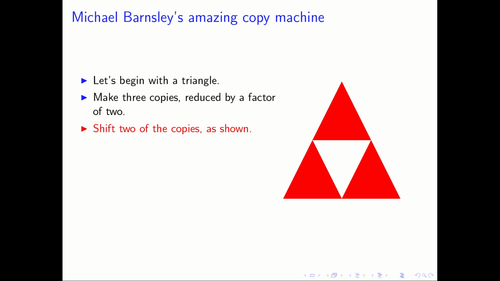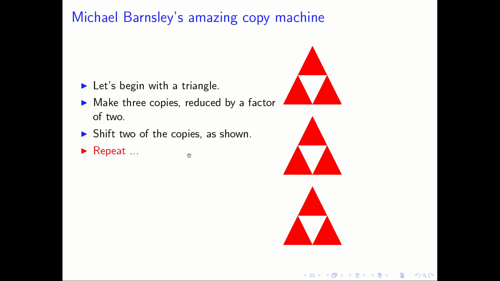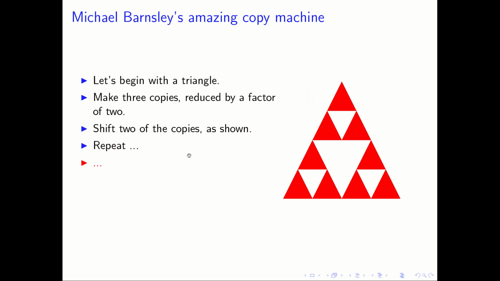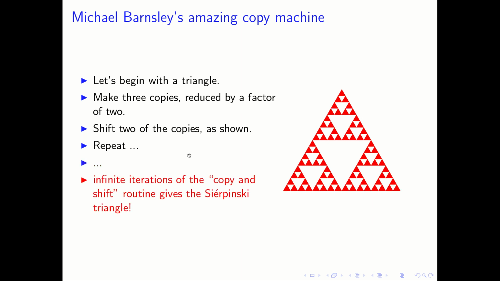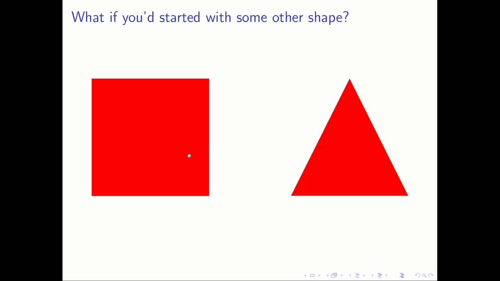But you don't stop here. As always, you repeat. What do you repeat? You make 3 copies of this, shift and paste, and you've got the level 2. Do that again, and you will get the Sierpinski triangle in the long run if you keep on doing this infinitely many times. What is perhaps amazing is this. We started with a triangle here, so it was rather easy to see that the Sierpinski triangle would emerge. But let us start with something else. What happens if I start with a square?